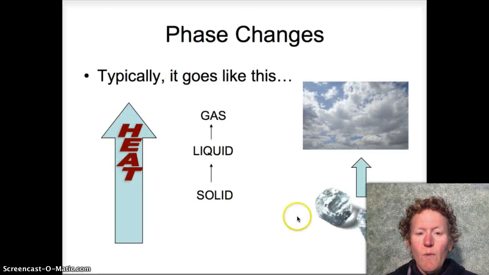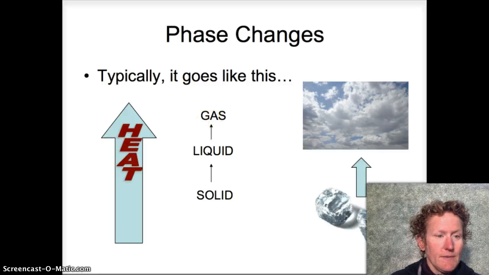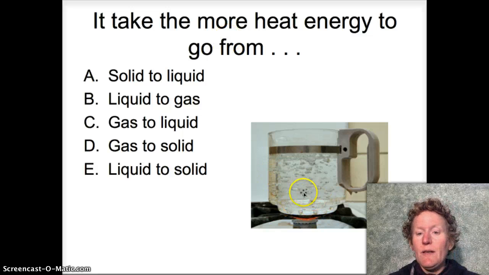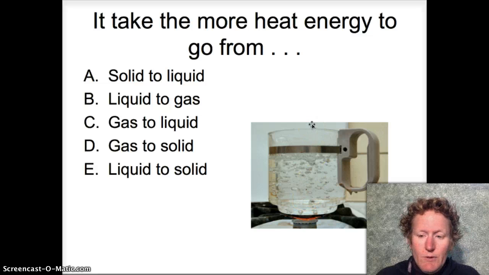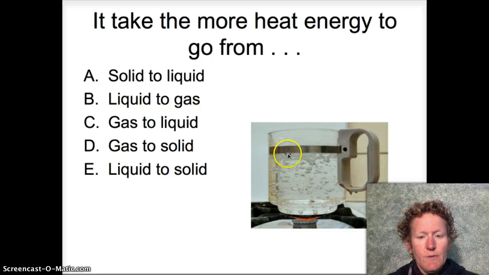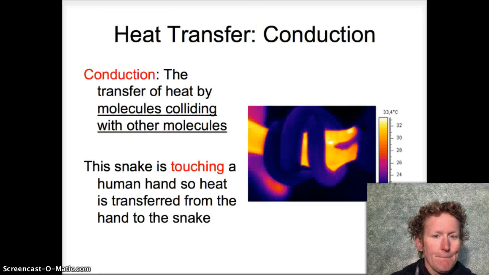And as we add more and more kinetic energy, the substance will go from a solid to a liquid to a gas. So it takes the most energy to go from a liquid here to a gas. That's where you have to add the most energy per gram of substance to change the phase. It's the toughest, most energetic phase change, from liquid to gas.